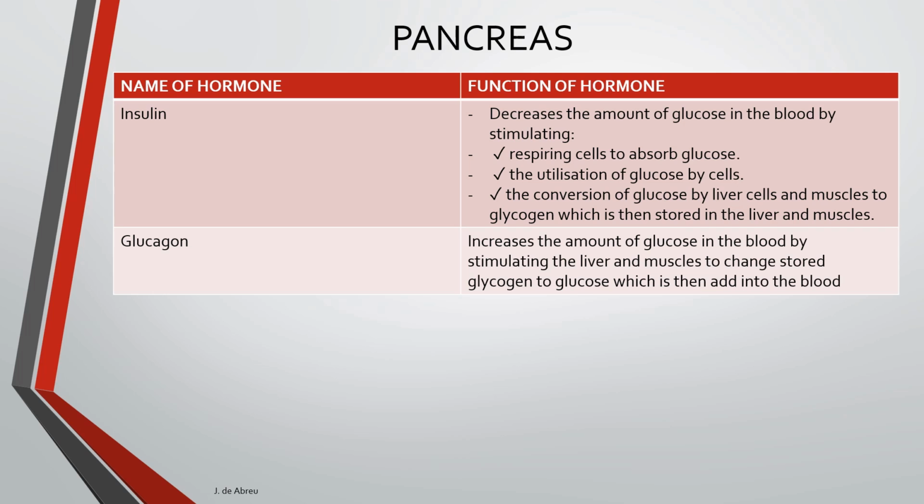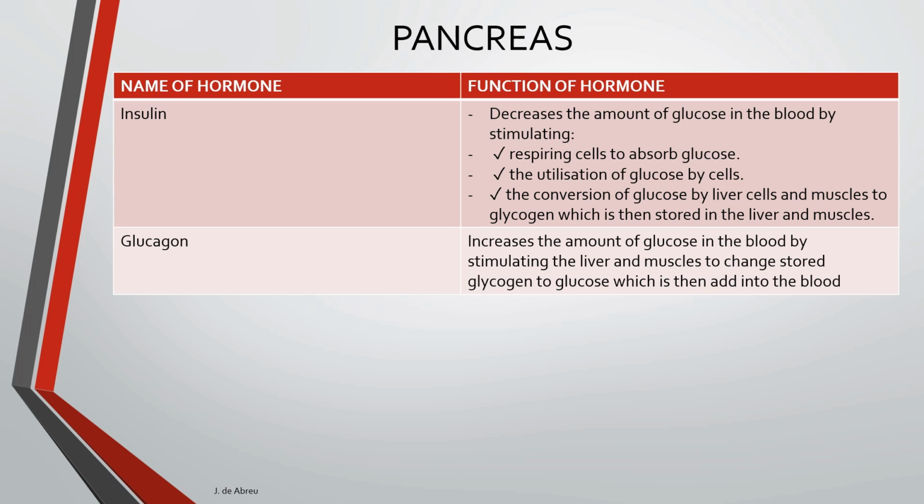So the body can't use glycogen. The body can't do anything with glycogen. It's just the way it is stored. But the body uses glucose for cellular respiration. So we store the glycogen just there. It's sitting in the liver and the muscle cells in case we need it. And when we do need it, the body converts it back into glucose. And the hormone that is used to convert the glycogen back into glucose is glucagon.